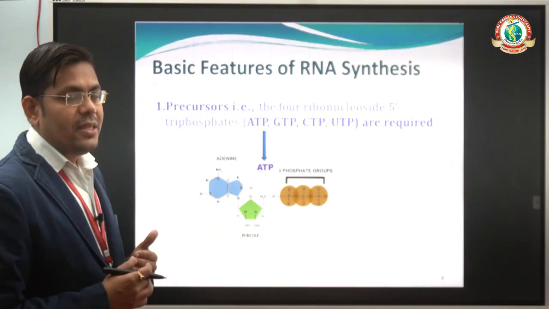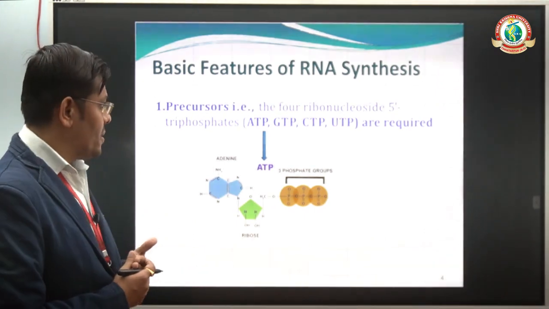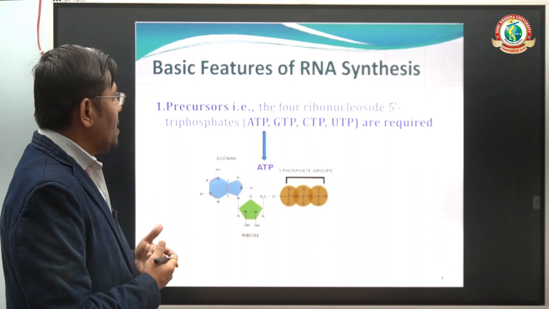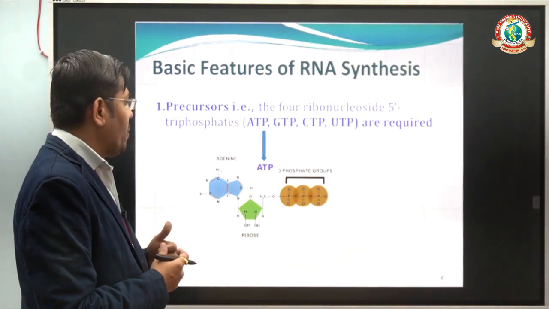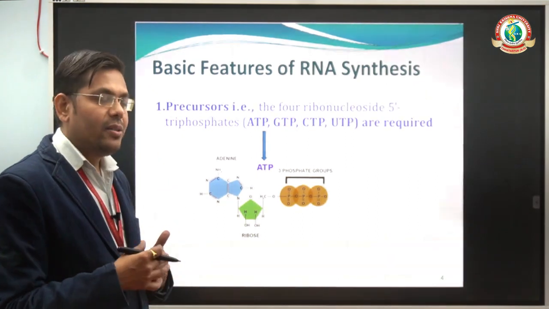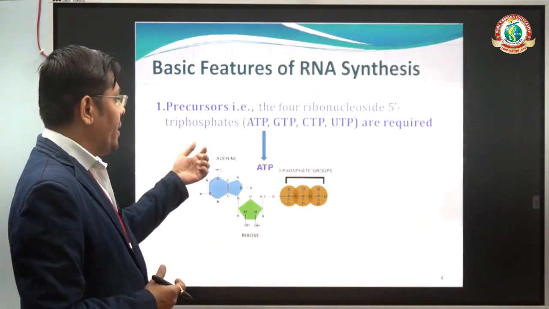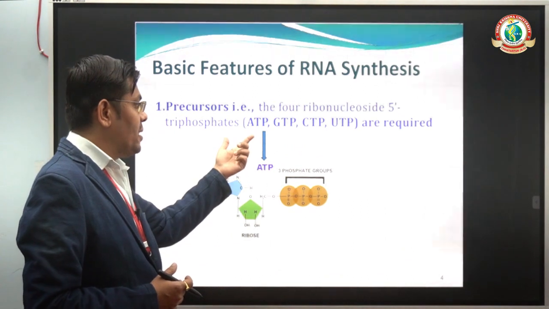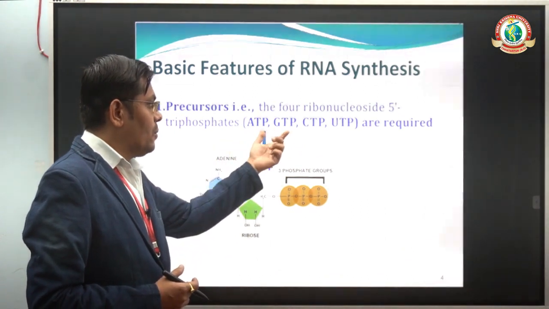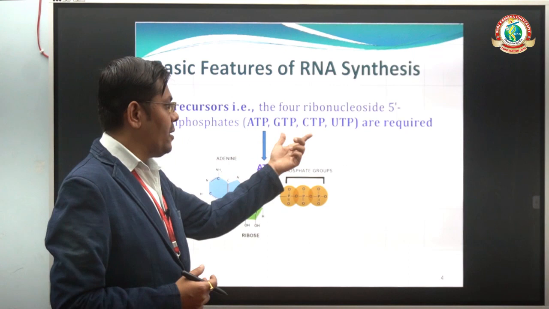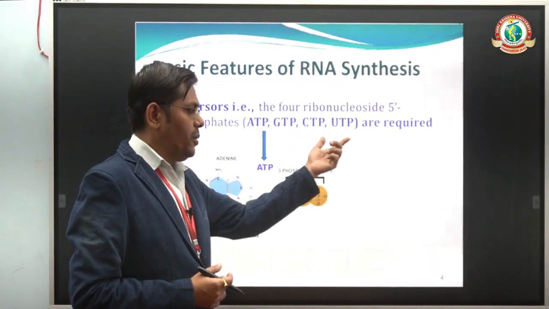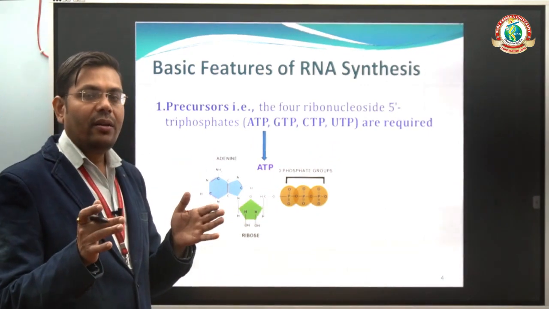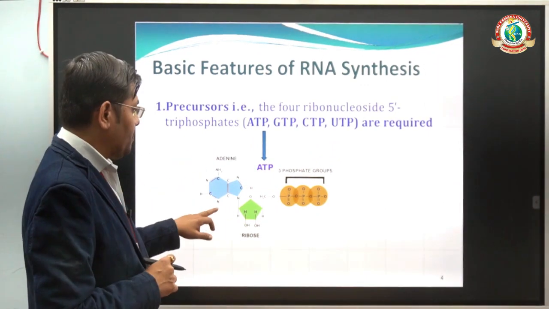Now, what are the basic features of RNA synthesis? If we talk about the requirements of RNA synthesis, first we require the precursors. Precursors are the 4 ribonucleotides ATP, GTP, CTP, UTP, that is, adenosine triphosphate, guanosine triphosphate, cytosine triphosphate, and uridine triphosphate. So these are the precursors which are required for the polymerization.